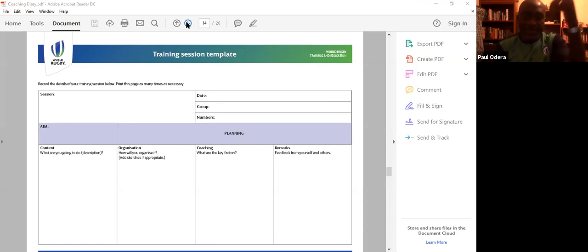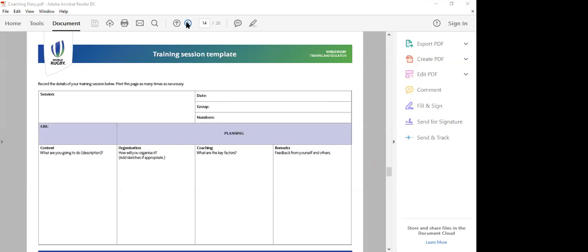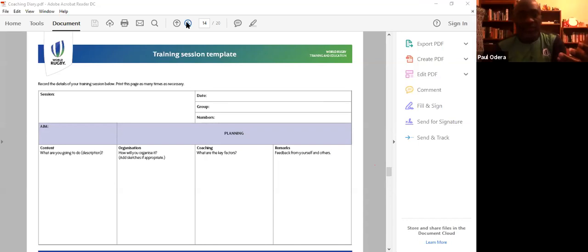So that is this template. And the planning, you don't have to write two, three, four paragraphs. The key is, are you able to show an order between what you're doing, how you've organized it, the key factors, and can you see it? And then in the feedback, can you get that loop going through?